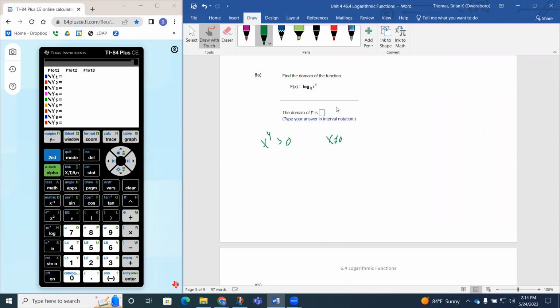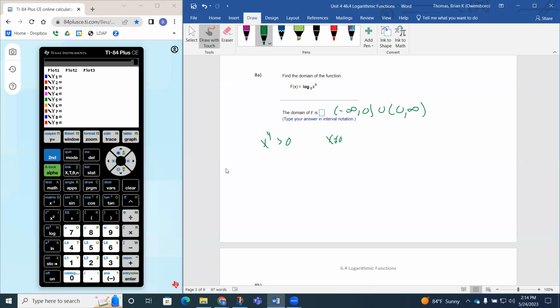So my domain is really going to be everything but 0. Since they want interval notation, we can say negative infinity to 0 in union with 0 to infinity. So those would be our two intervals for that.